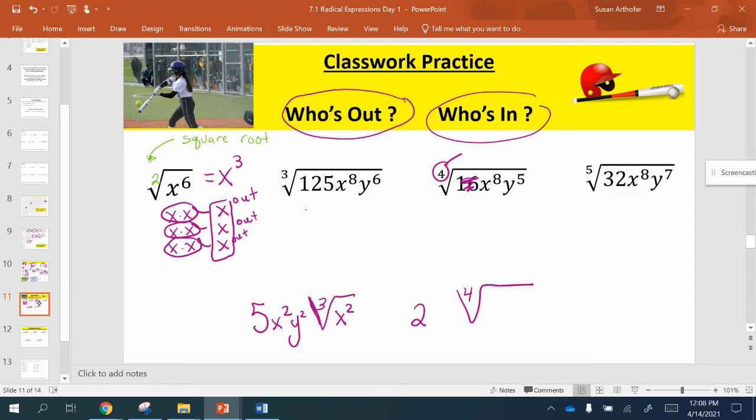I'm done with 16. Now I'm going to do my x to the 8th, and it's sets of 4. That's 8 of them. A set of 4, out is x, out is x. These are out, so I got x squared out.